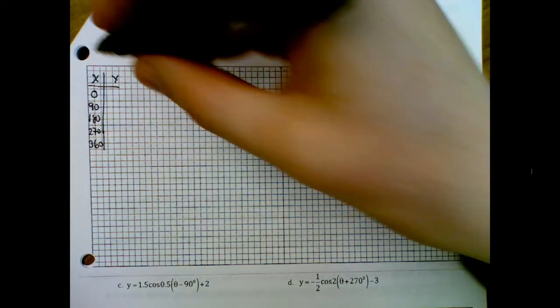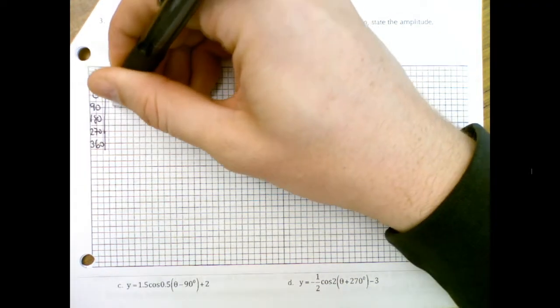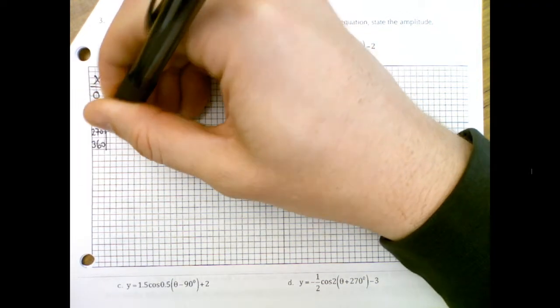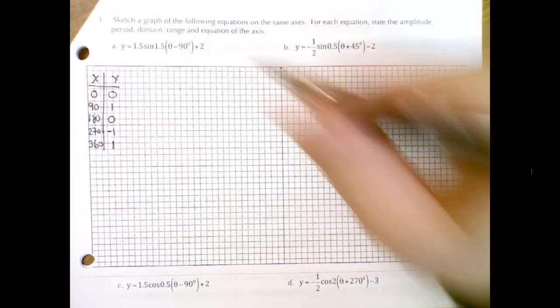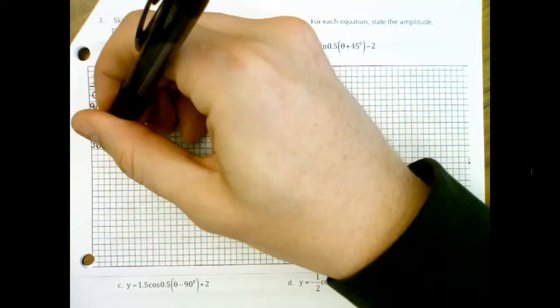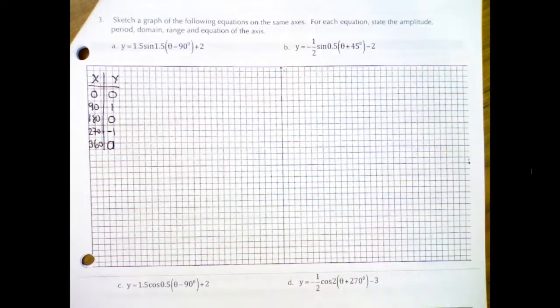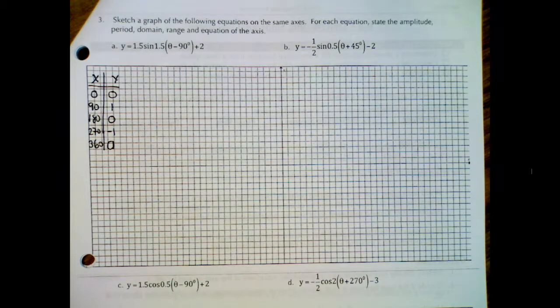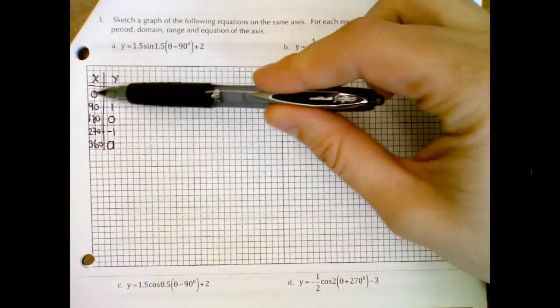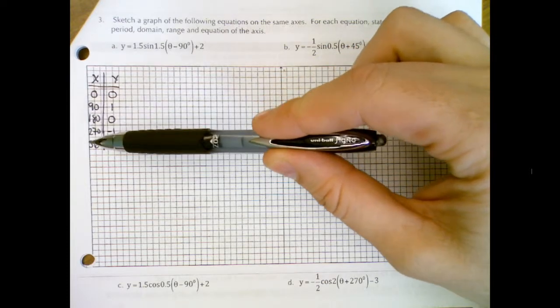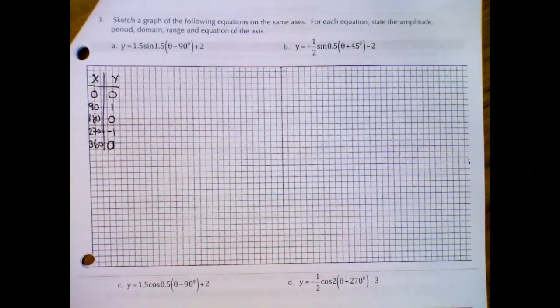And your y's would be 0, then 1, then 0, then -1, and then 0. And if you ever forget those 5 key points, well, the nice thing is you have a calculator. You can just type in sine 0, sine 90, sine 180, sine 270, sine 360, and get your y's. You really just have to remember the 0, 90, 180, 270, 360.